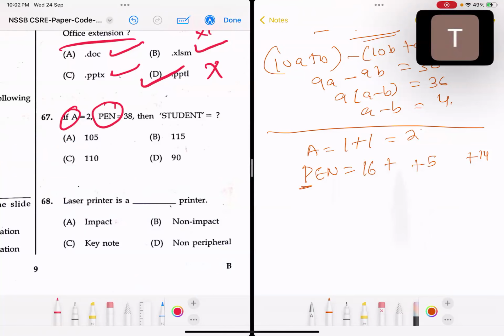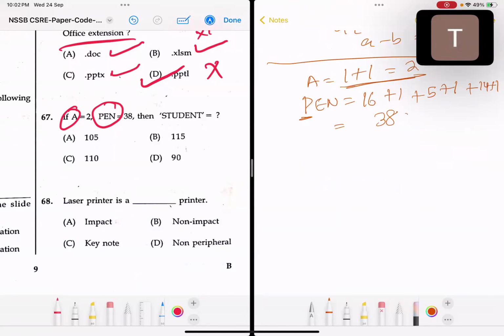So we'll just add 1, okay? Earlier we added 1, right? Similarly, we're just going to add 1 more. So if we add these together, you'll get 38, okay? Now similarly, we got it as 38.